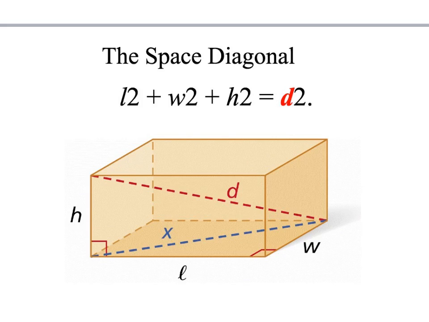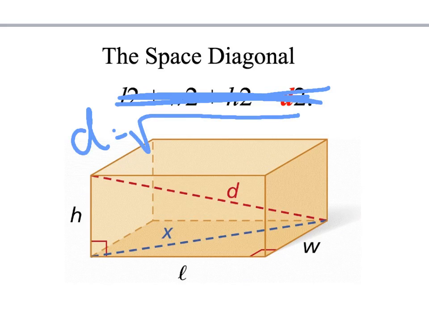This is another way of writing the formula, but I don't really like that. All you need to know is that the space diagonal, D, equals the square root of a squared plus b squared plus c squared. If you plug the three numbers into this formula, you will get the length of the space diagonal.